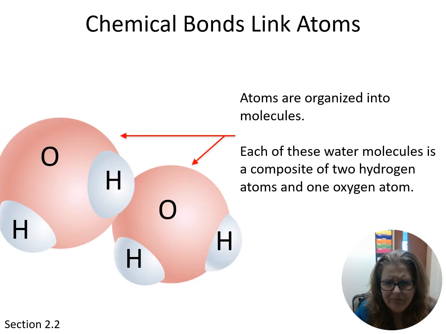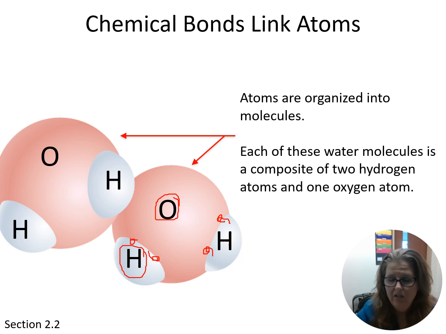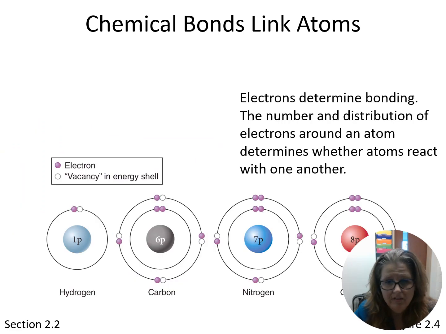All right. Chemical bonds link atoms. So like in this water molecule, for this oxygen to be connected to this hydrogen, there has to be a bond here. Same thing between this oxygen and the other hydrogen. So to hold them together, we have chemical bonds. And electrons, the things orbiting the nucleus, are what determine bonding.